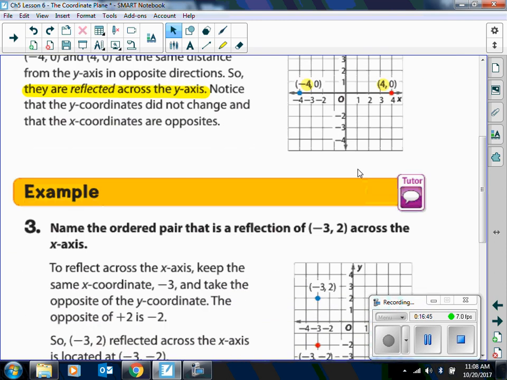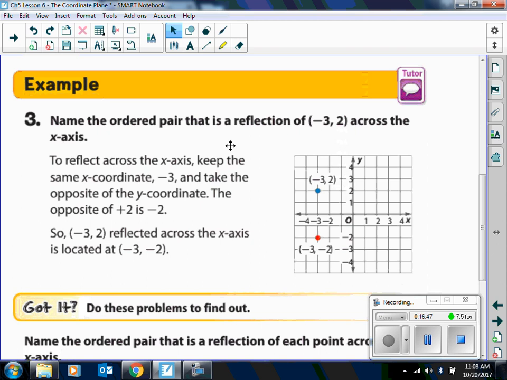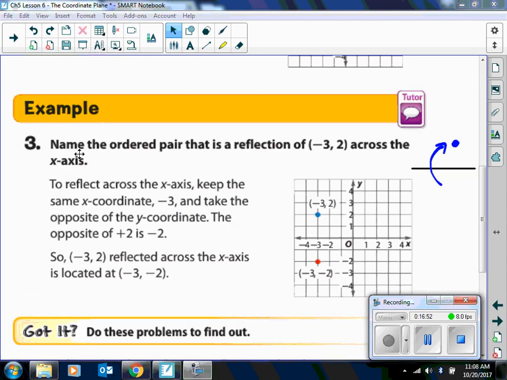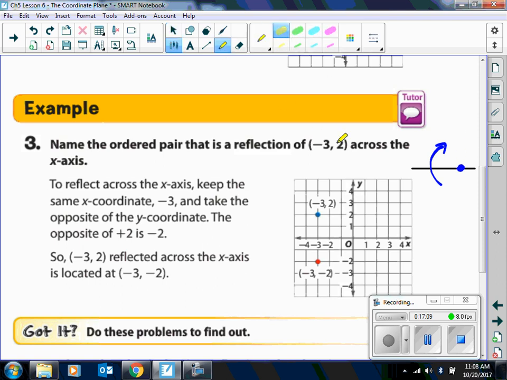So let's take a look at this example down here. Let's just bring this picture down. So here it says, name the ordered pair that is a reflection of -3, 2 across the x-axis. If I'm reflecting over the x-axis, once again, the y value is what's changing. Is everybody with me? So if the y value changes to the opposite, then what's my new coordinate going to be? -3, -2.